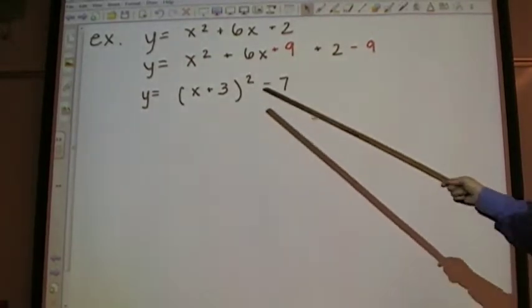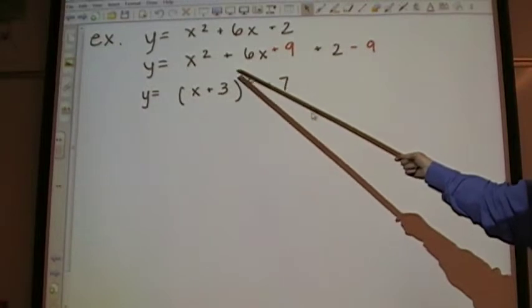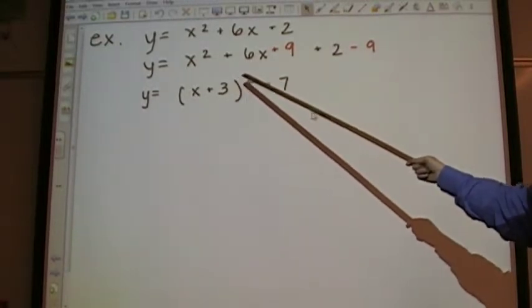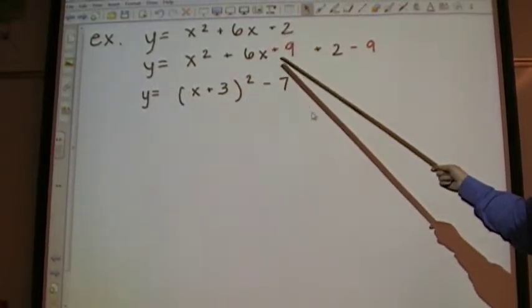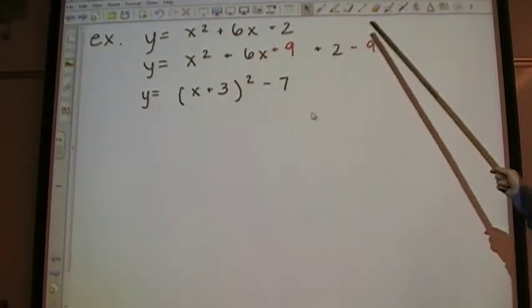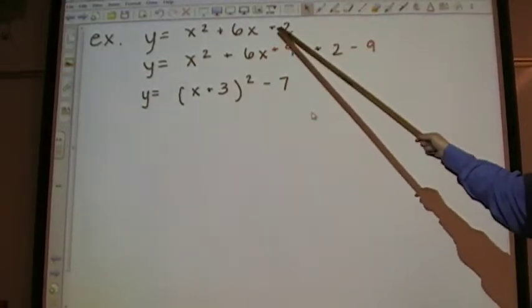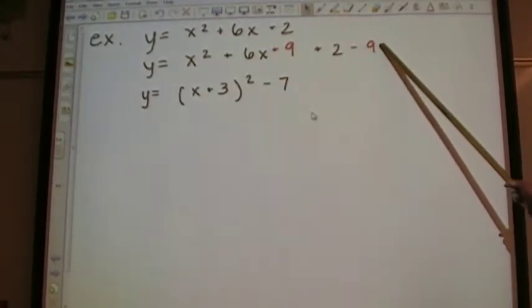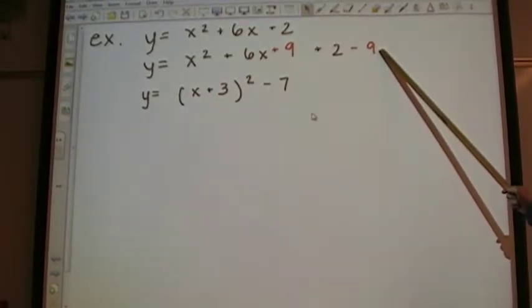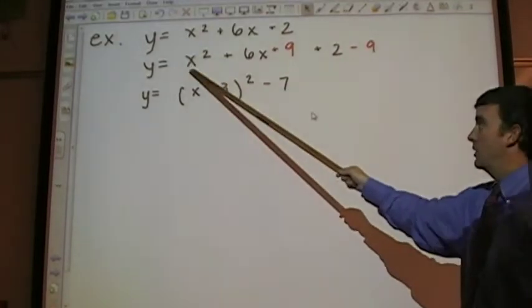So again, I take b divided by 2. What's 6 divided by 2? 3 squared is 9. So I add 9, and since you're dealing with the same side, to make up for that adding 9, you had to subtract 9 also. Why do you have to do it again? So you don't even have to do that. Yes, because I'm making this a perfect square trinomial.